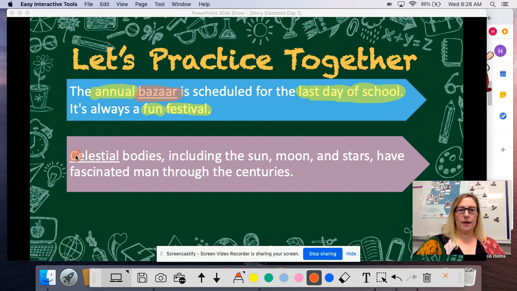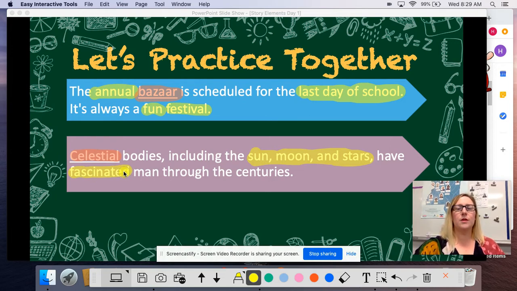Okay, let's look at this next sentence. Bodies, including the sun, moon, and stars, have fascinated man throughout the centuries. So we know it's some kind of something that includes the sun, moon, and stars. So the sun, moon, and stars are all examples of a body. Also, those things fascinate people.